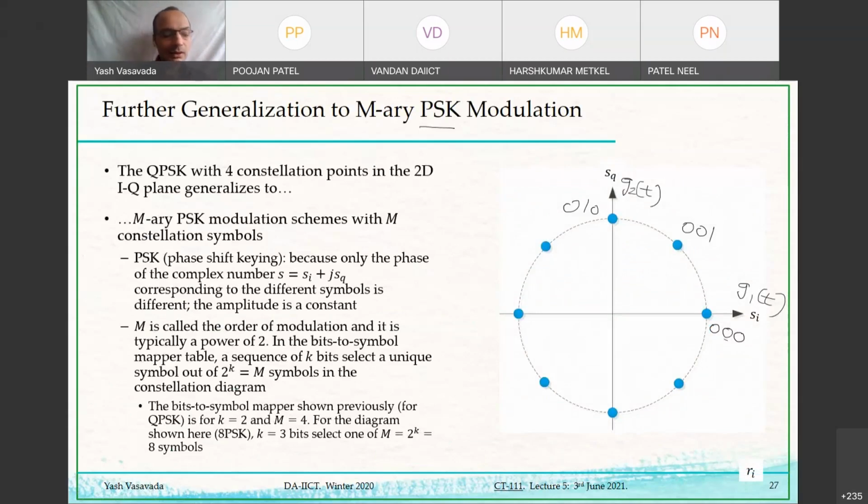Now I have two questions for you before we conclude. One question is, fine, so you did this transmitter, which we can call 8-ary PSK. There are 8 symbols here. And you came up with this particular constellation diagram. What will be your decision rule at the receiver? That is my first question.